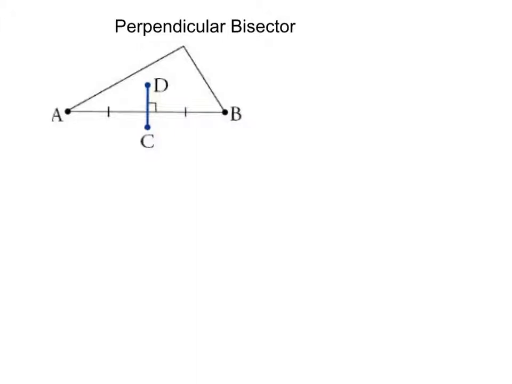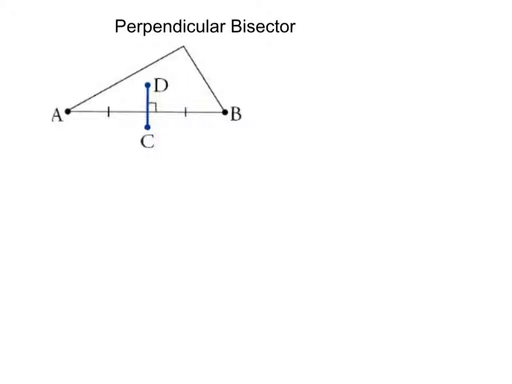Every triangle will have three perpendicular bisectors which all meet at one point. We'll discuss that later. What we need to look at is the process for finding the equation of a perpendicular bisector.